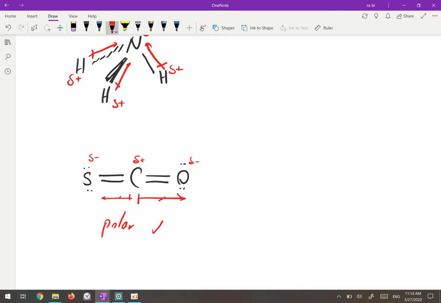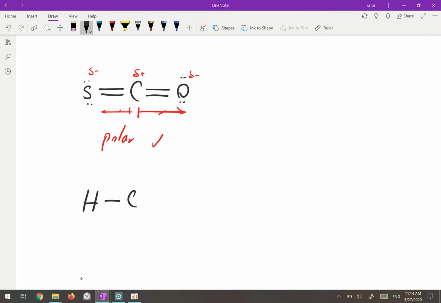Another example, suppose you have HCN. Nitrogen is more electronegative than carbon. So the nitrogen is partially negative, carbon is partially positive, and the dipole moment is in this direction. But if you look at the bond between the hydrogen and carbon, carbon is more electronegative than hydrogen. So the carbon is partially negative, hydrogen is partially positive, and the dipole moment would be in this direction. So you have two vectors. If you add these two vectors, you get this one. So the molecule is polar in this situation.